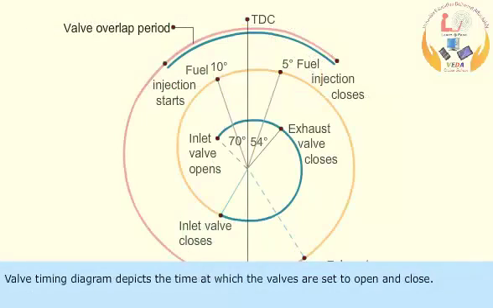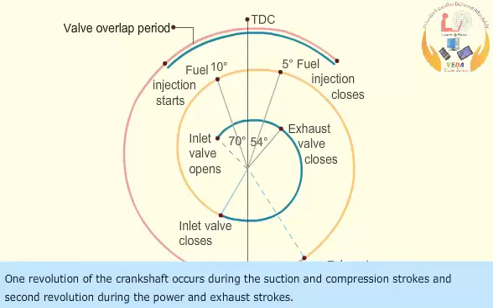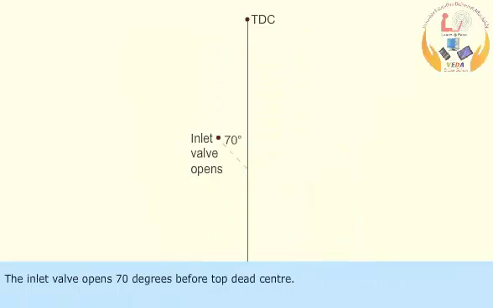Valve timing diagram depicts the time at which the valves are set to open and close. Each cylinder of a 4-stroke engine completes the 4 operations in 2 engine revolutions. 1 revolution of the crankshaft occurs during the suction and compression strokes, and 2nd revolution during the power and exhaust strokes. The inlet valve opens 70 degrees before top dead center.